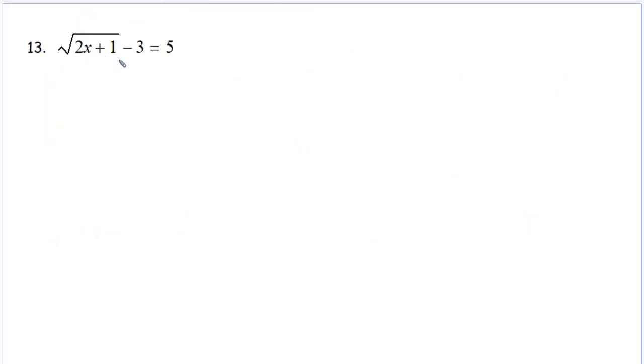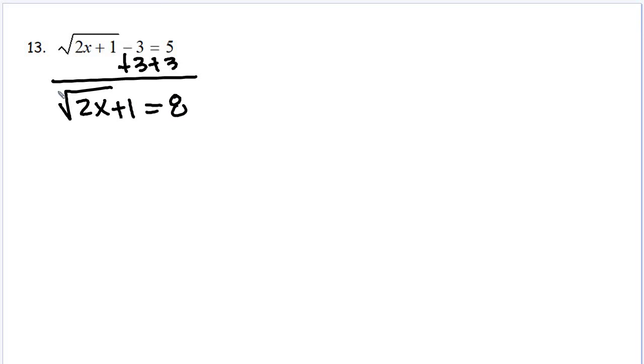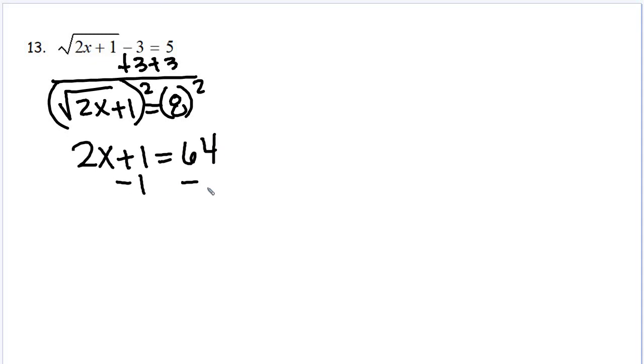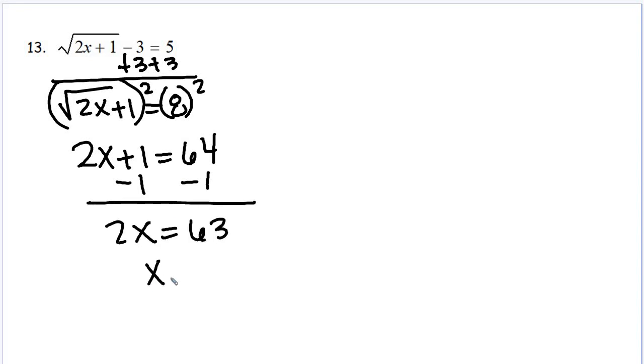Okay, so remember, if we want to solve something that has a radical or a rational exponent, we have to get it on a side by itself. So we're going to add 3 first. So we have the square root of 2x plus 1 is equal to 8. To get rid of a square root, we square, and if we do it to the left, we have to do it to the right. So I have 2x plus 1 is equal to 64 minus 1. So I have 2x is equal to 63. So x is equal to 63 divided by 2.